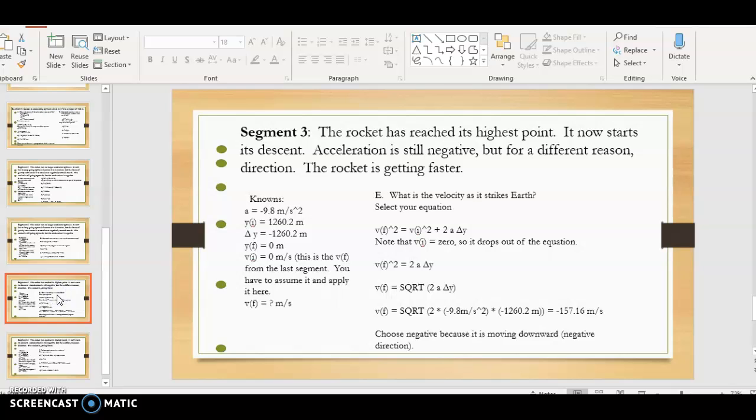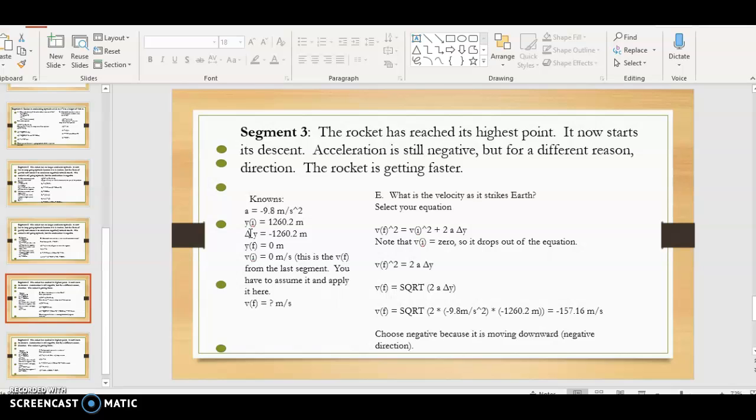So in segment 3, the rocket is now at the highest point and it's going to start its descent. So my initial velocity is going to be 0. This is important. It starts at 0. My delta y is the change in height. It's going from 1,260 down to 0 at the ground. So my delta y is negative 1,260.2 meters. I want to find my final velocity.